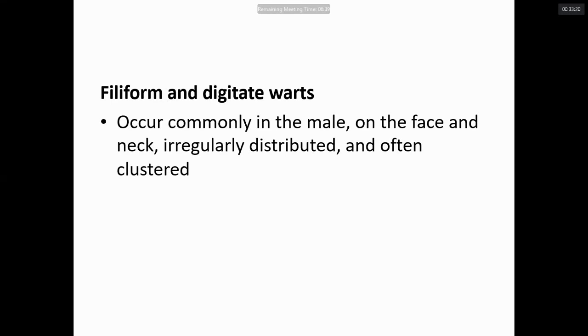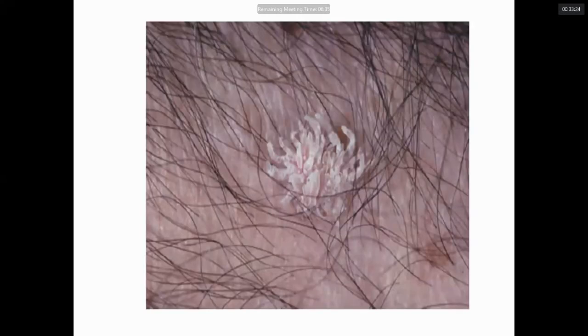Filiform and digitate warts mainly occur over the face. There are digit-like projections, right? These are called filiform warts.